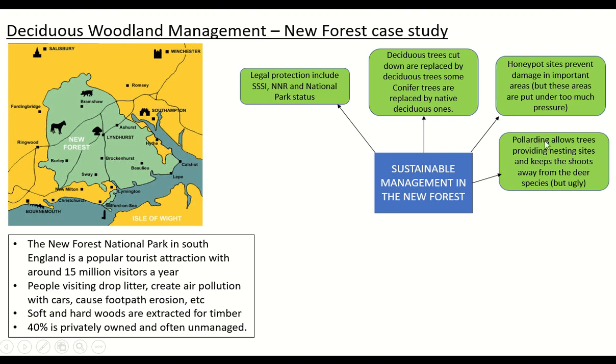In terms of tree management specifically, they can use pollarding. Now pollarding is where you essentially chop back the branches and then they'll keep shooting new branches because a lot of the trees are very resilient. And that's great because what it does is it provides nesting sites for birds, but it also keeps any new shoots away from deer because deer are a real pest in this country.